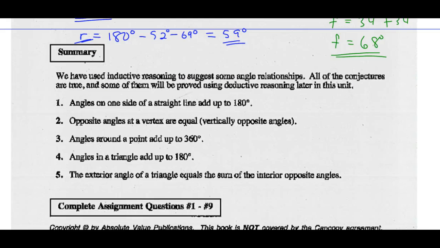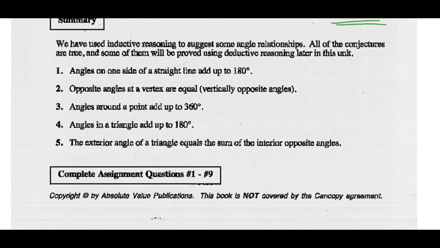we've used inductive reasoning to suggest some angle relationships. All of the conjectures are true, and some of them will be proved using deductive reasoning. Number one, angles on one side of a straight line add up to 180. Number two, opposite angles at a vertex are equal. They're vertically opposite angles. Angles around a point add up to 360 degrees. The sum of the angles in a triangle is 180 degrees. And the exterior angle of a triangle equals the sum of the interior opposite angles. So a bunch of very important stuff to remember. We're going to have to use that to answer questions 1 through 9. Away you go.